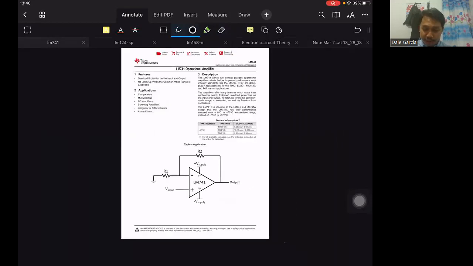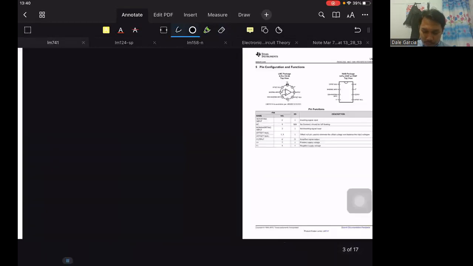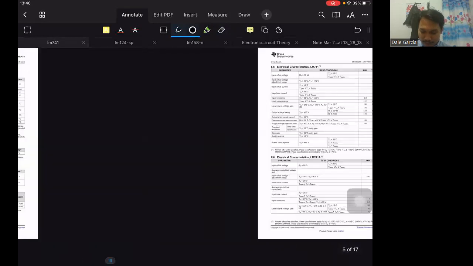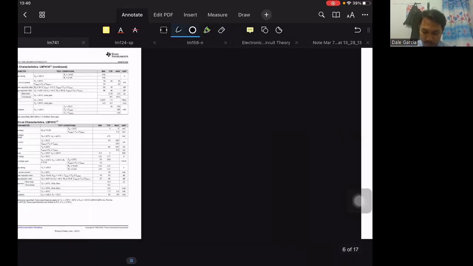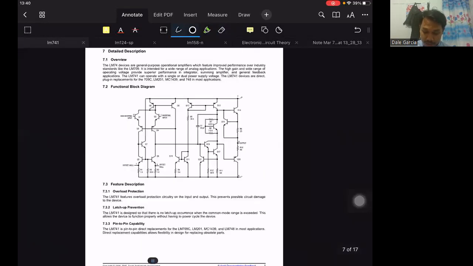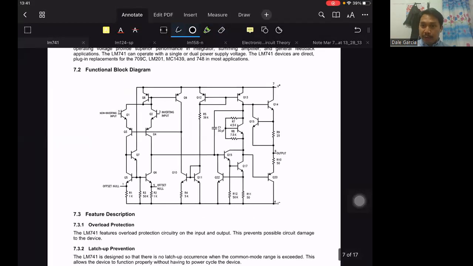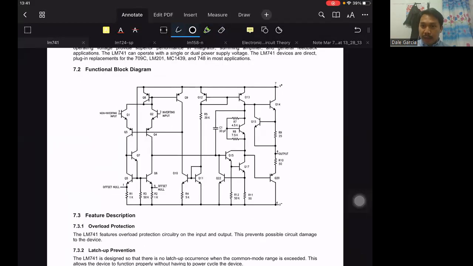This is a multi-page specification sheet. We're not going to read everything, of course. First it shows the specs along with its internal circuitry. So, this is a circuit that makes up our operational amplifier. It has resistors and capacitors, and of course, BJTs. So mainly our op-amp is made up of BJTs.